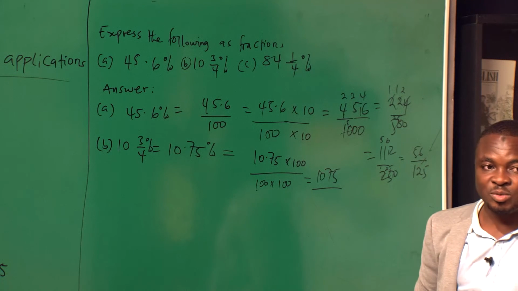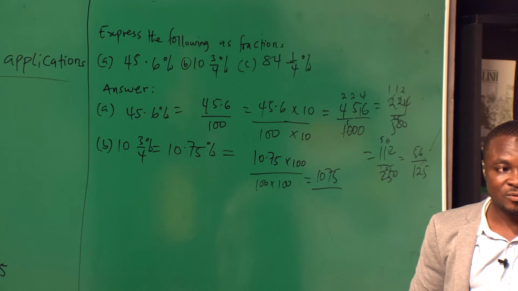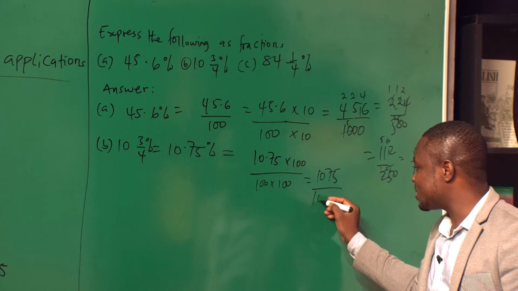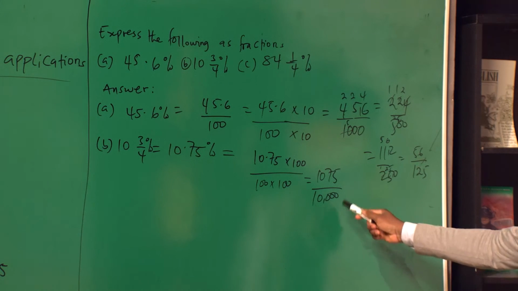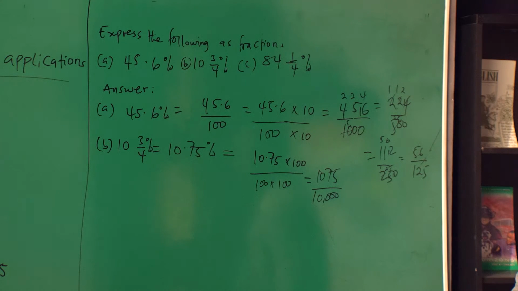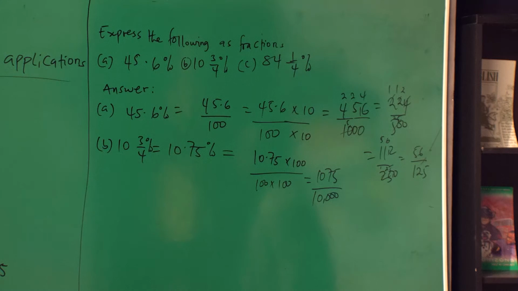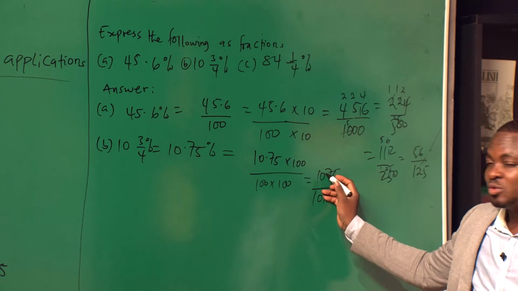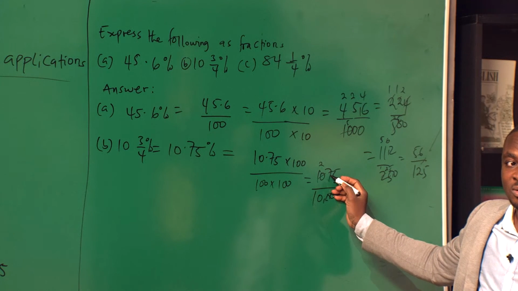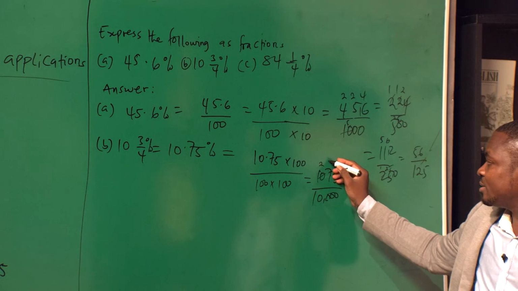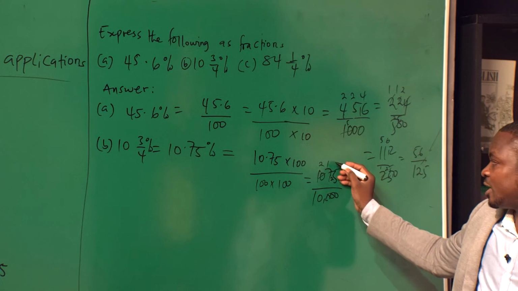Then the bottom, how many zeros should we have now, Asifa? 10,000. So you have 10,000. Now you see, it's very clear. 1075 over 10,000. You should definitely go for 5 as your common factor, because 5 can go into the numerator and also into the denominator. So 5 into 10, Abrazak, 2. 5 into 7, 1, remaining 2. 5 into 25? 5. So you have 215.